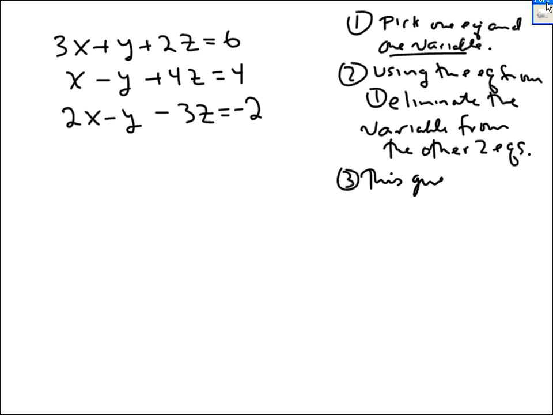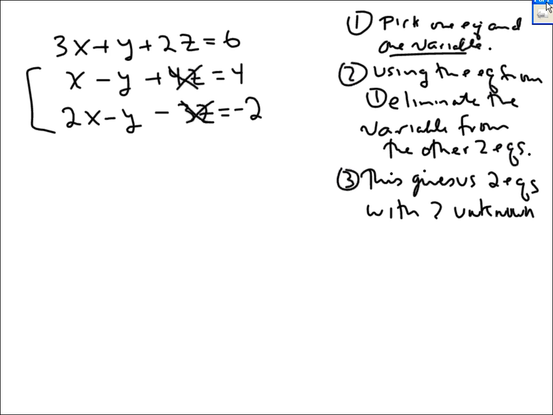Step 3: this gives us two equations with two unknowns. In other words, if you use the first equation to get rid of the z's in the other two equations, now you have two equations with two unknowns. Step 4: solve for the two unknowns.